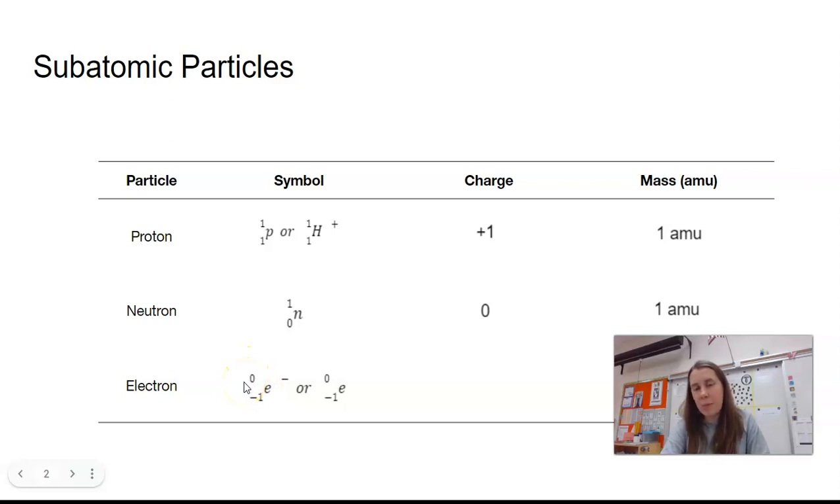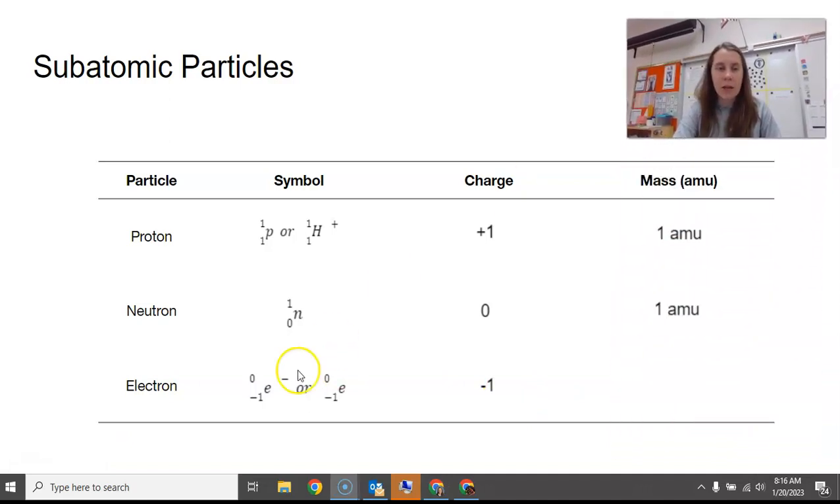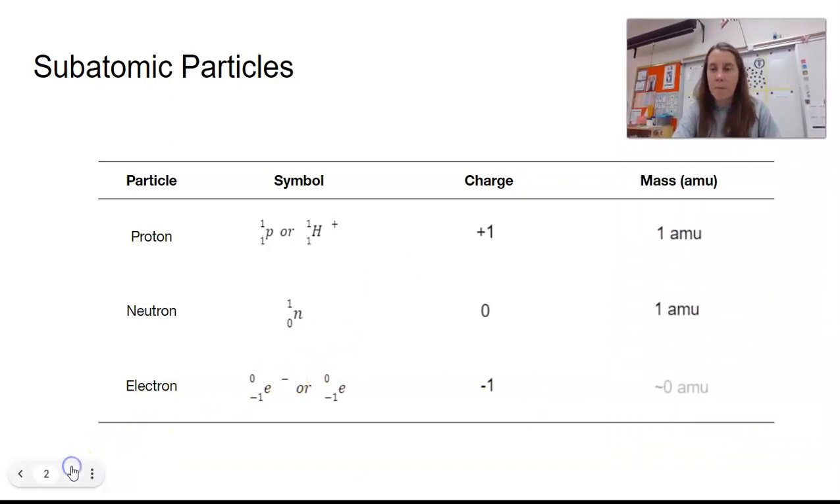All right, and then depending on your purposes, you might have a negative up here for the charge, or you might just not show it. All right, the charge of an electron, as I just said, is -1. And the mass, while electrons do have mass, we assume that they're basically 0, right?